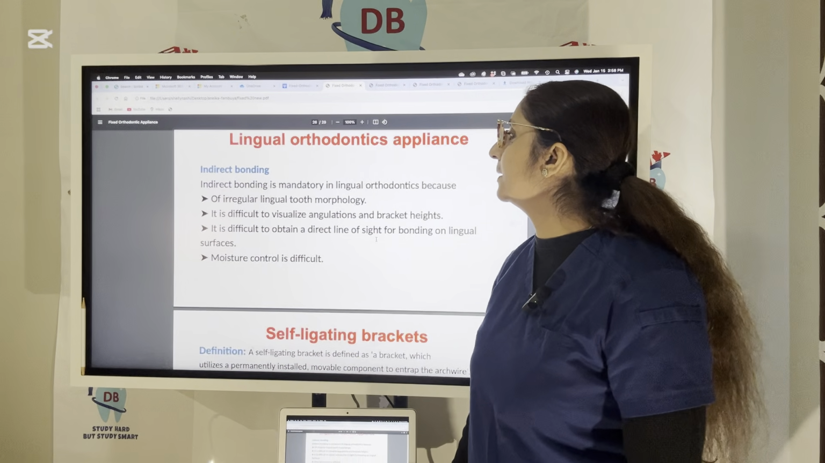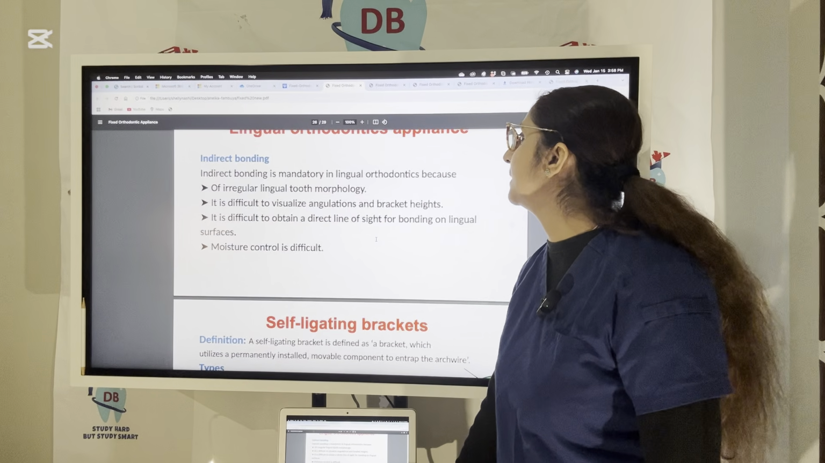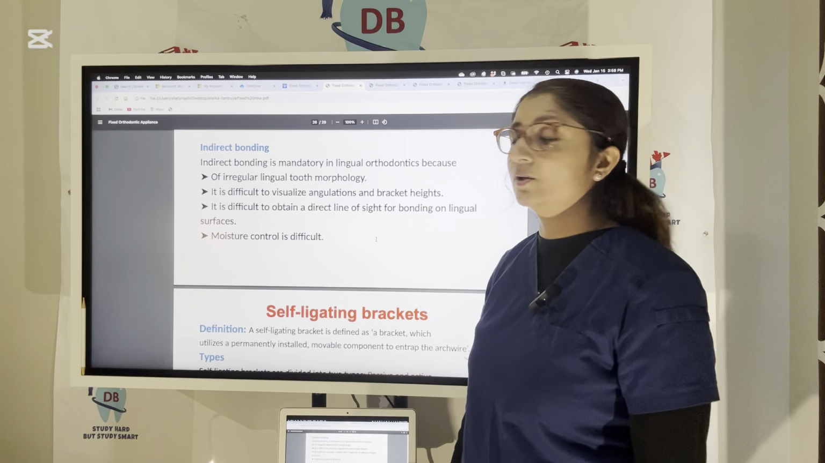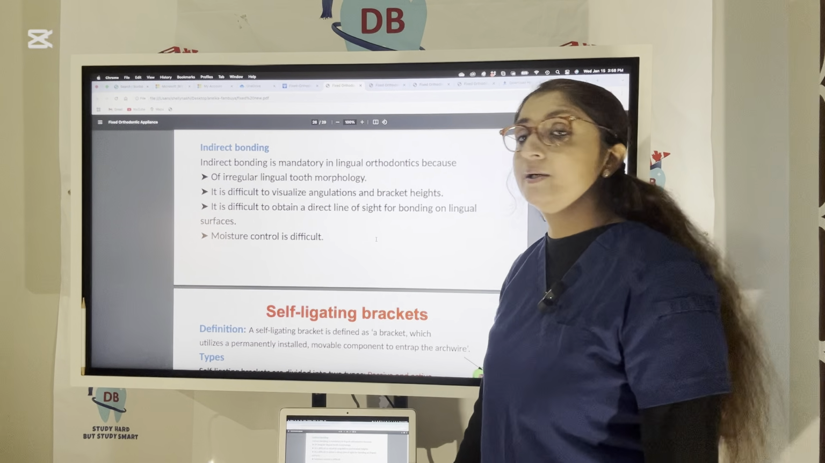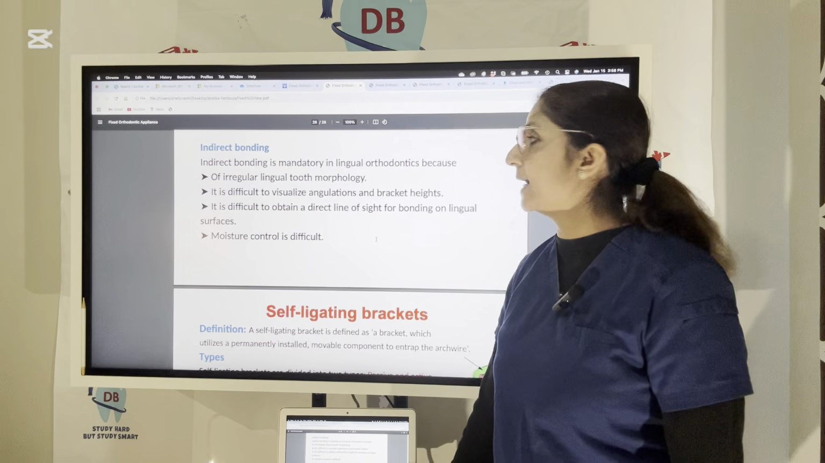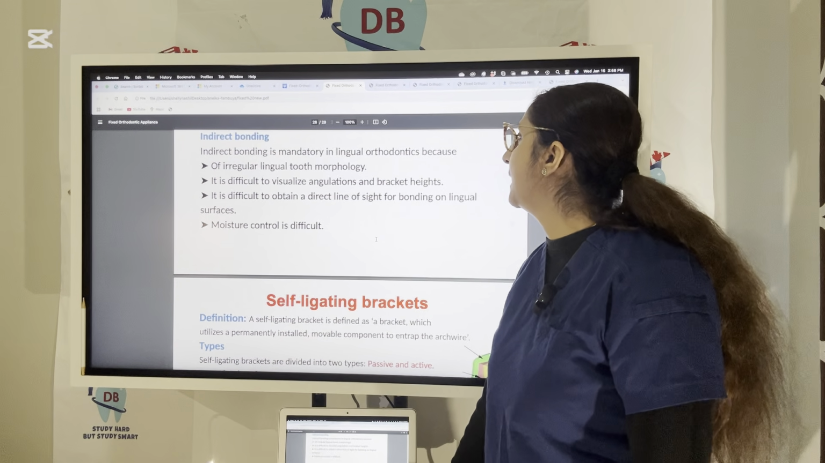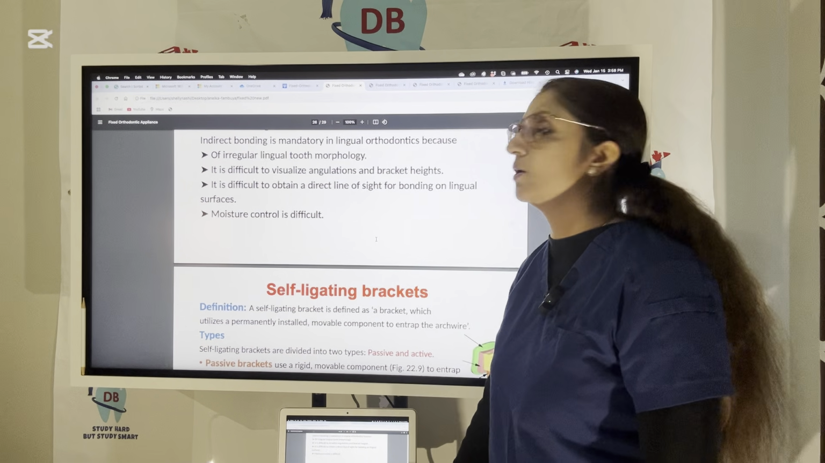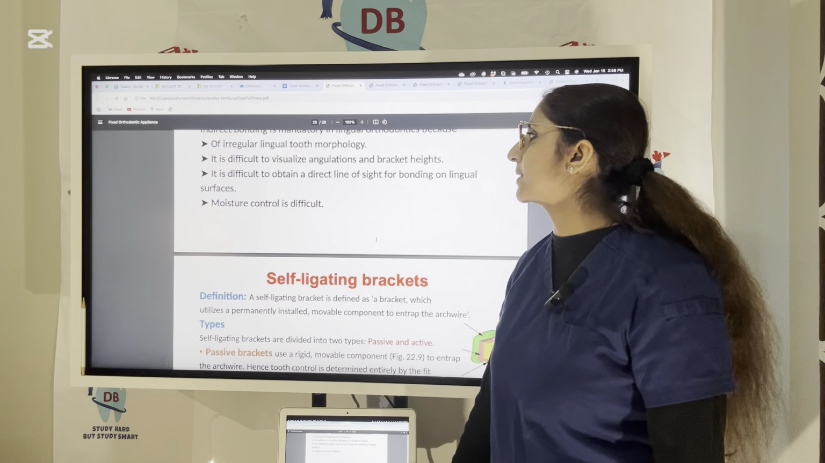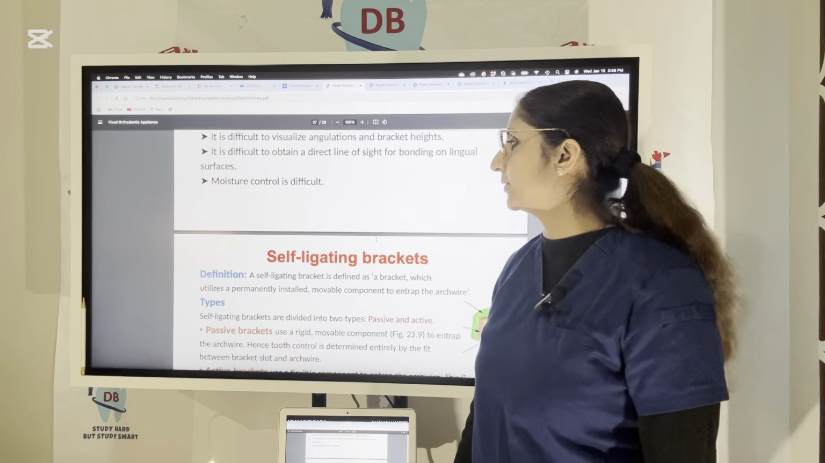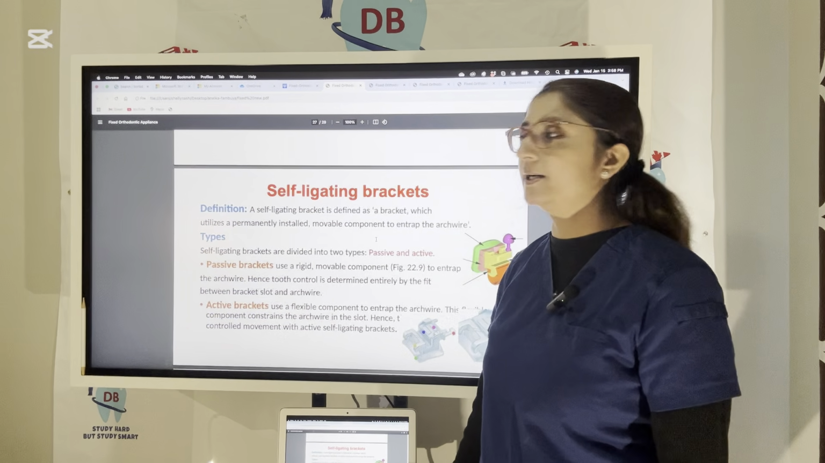For the lingual orthodontic appliance, you go for indirect bonding, which is mandatory because of irregular lingual tooth morphology. And lingually, it is difficult for you to visualize all the angulations and bracket height. And it is difficult to obtain a direct line of sight for bonding on lingual surfaces. And moisture control is also difficult for lingual brackets. So always you go for indirect bonding.